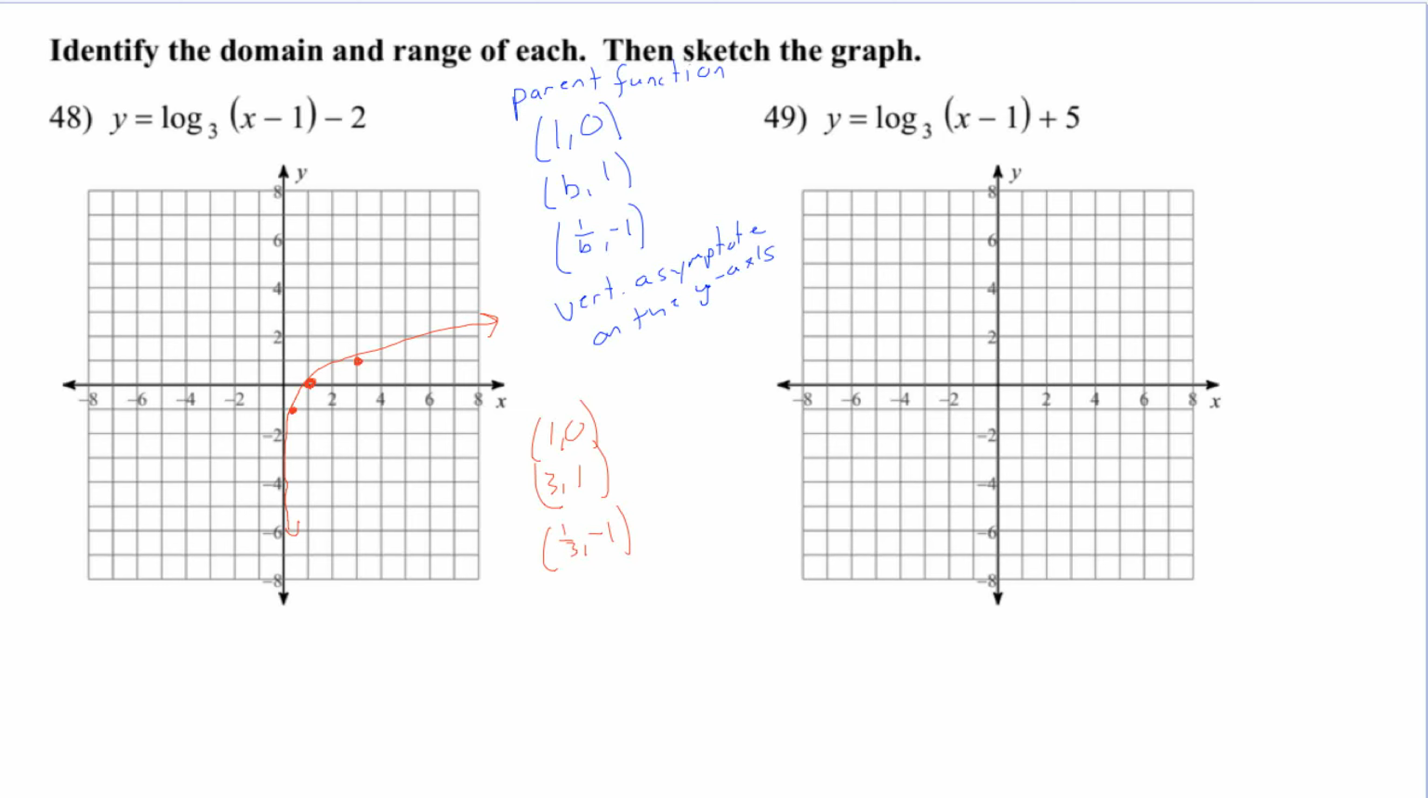And now we want to do some shifting. This is going to be right 1 and down 2. So take each of these points, right 1, down 2. Even this vertical asymptote gets moved right 1. Moving it down 2 doesn't really do very much, but it does get moved to the right.